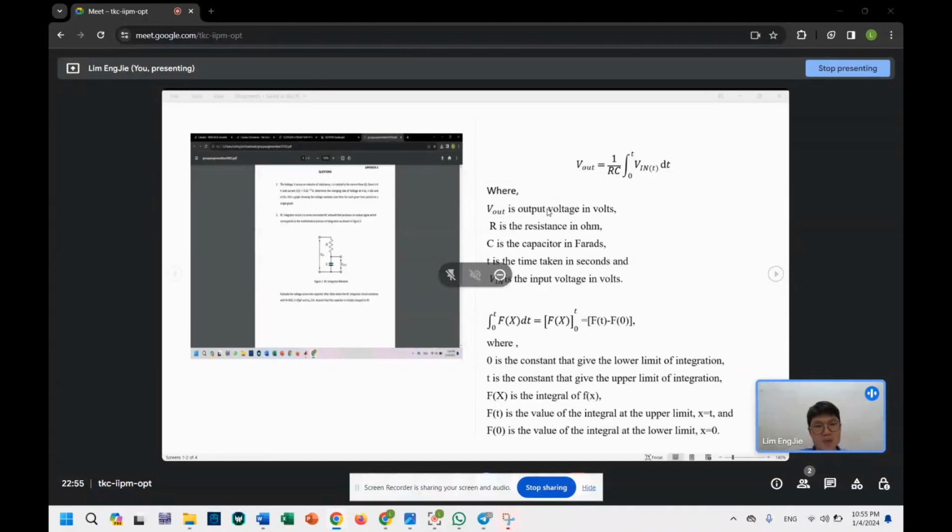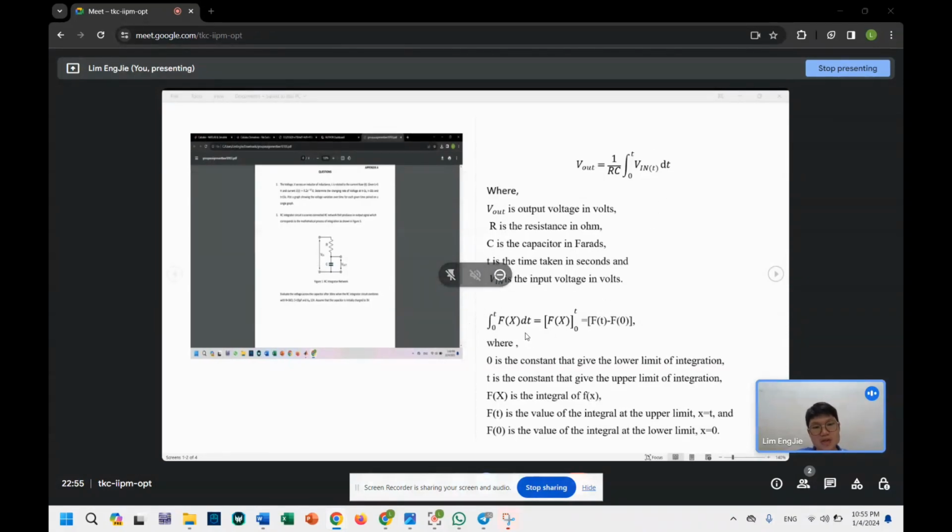V out is the output voltage in volts. R is the resistance in ohms. C is the capacitor in farads. T is the time taken in seconds, and V in is the input voltage in volts. And since this formula has limits, we have to use the theory of definite integrals.